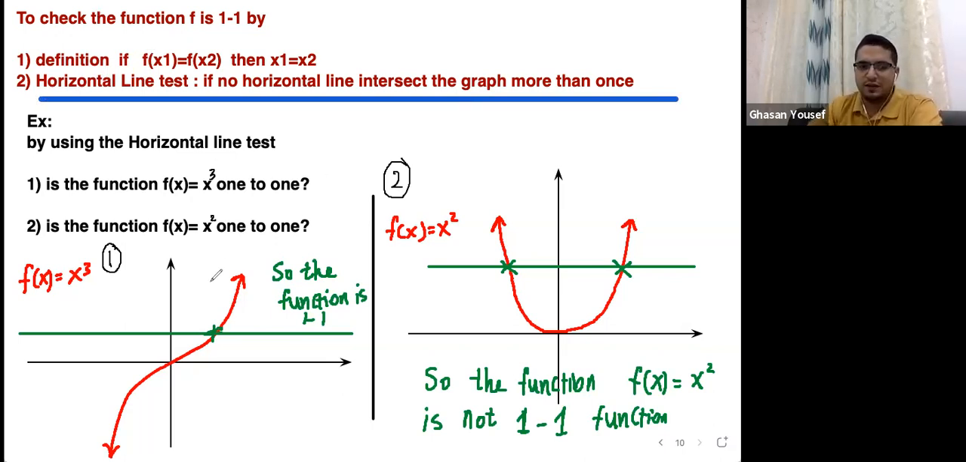Is it clear, this example? Any question? No questions. Okay.